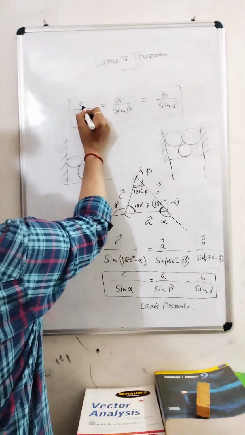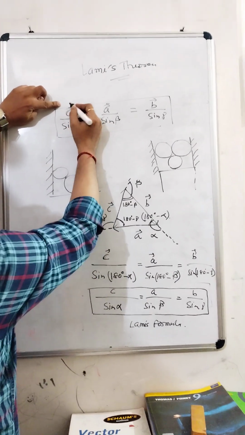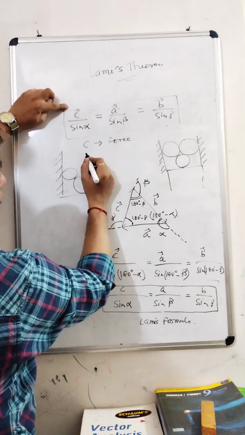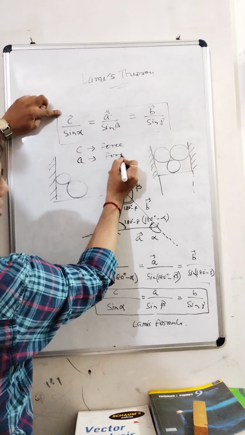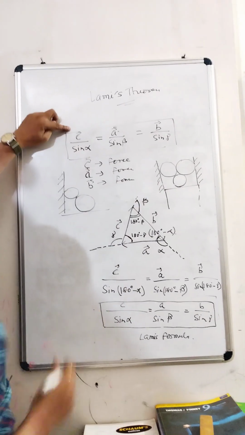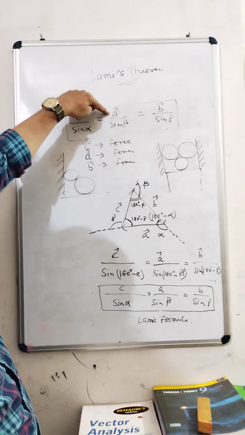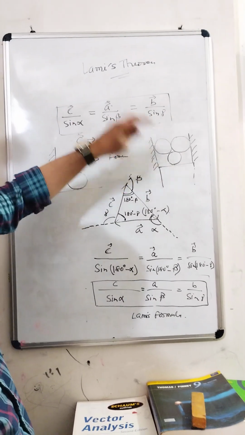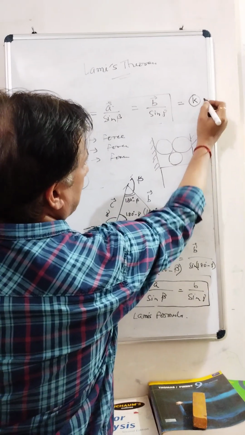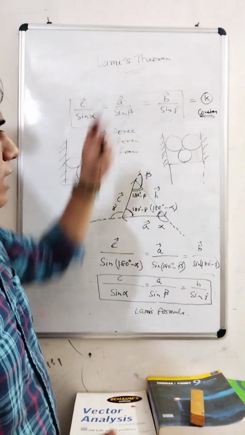All of these are vectors. This can also be denoted as force. C can be replaced by force. This is also force, A force, B vector, force. So this can be represented as force divided by the sine of the angle, force divided by the sine of the angle, force divided by the sine of the angle. You can equate all these to a k value. K is a constant. You can easily solve various types of problems using Lami's theorem.